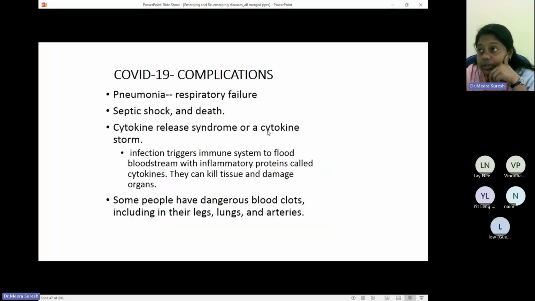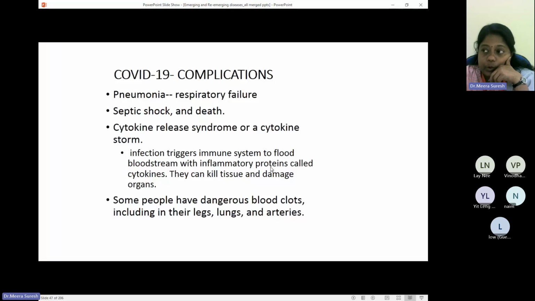Cytokine release syndrome, or a cytokine storm, which I told you earlier, was a very important reason. Here, the infection triggered the immune system to flood the bloodstream with inflammatory proteins. When the virus enters, the immune mechanism wants to destroy that virus, and because of that, it gets highly activated, an exaggerated activation.